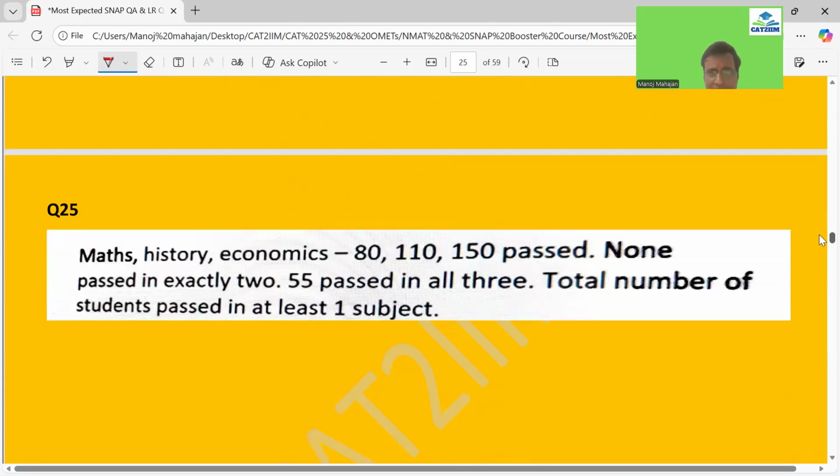So this is a set theory question. Such a problem you can expect in the snap. So this is not minus. It is actually maths. 80 people have passed. History 110 and this is 150. So you remember this exactly one, right?